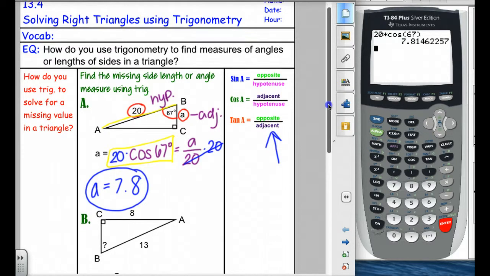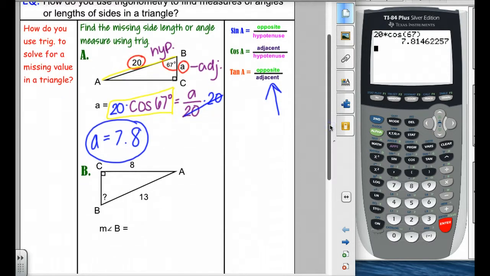Moving on to my next example. For B, we have triangle ABC again. I don't know the measure of angle B, but that's what I'm trying to find. I see that I have side lengths of 8 and 13. AB, which is 13, is my hypotenuse because it's my longest side, opposite the right angle. And 8 is going to be my opposite side because it is opposite the angle that I'm looking for.